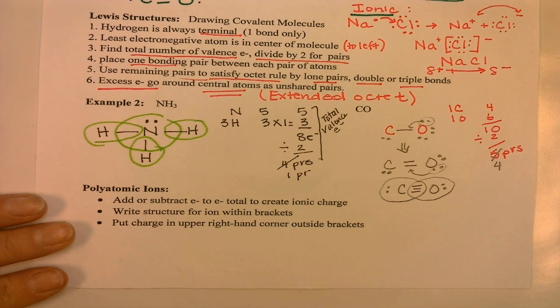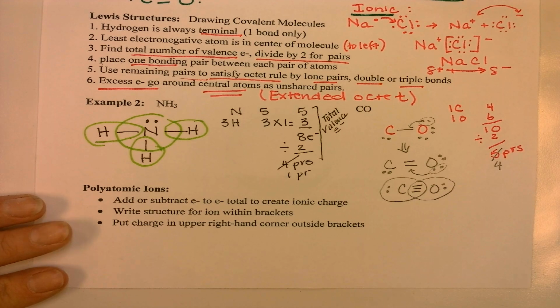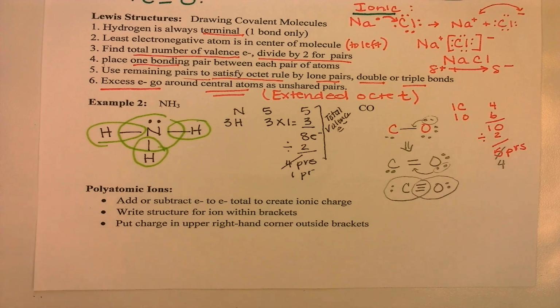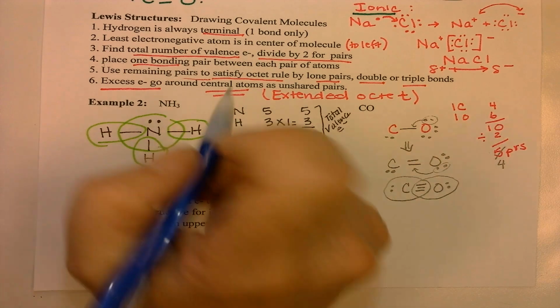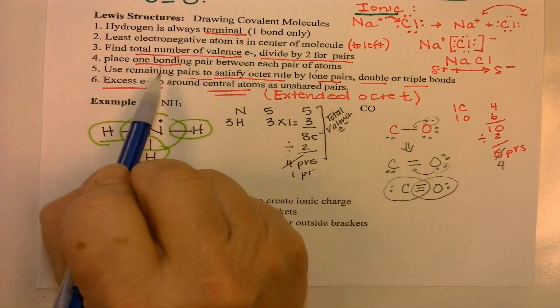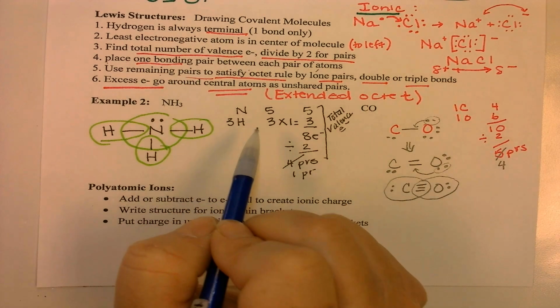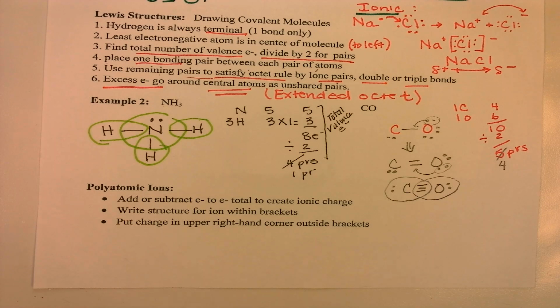Why did you start off by giving oxygen the pairs? You could have given them to carbon. It doesn't matter. I just placed them down so I could see where they were. Just get them all on there and then do your count. So you place 1 bonding pair and then use the remaining pairs to satisfy the octet. So just put them down and then start moving around. Okay?